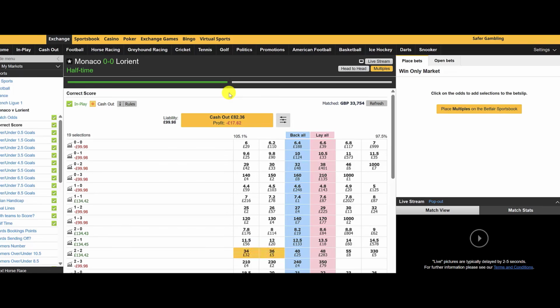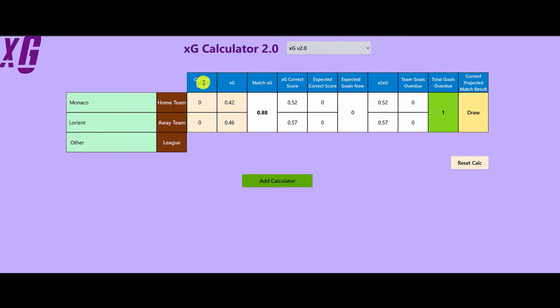So it's half time. It's Monaco 0, Lorient 0, and that's quite interesting. You would have thought we'd have at least one goal in this one so far. But anyway, we've still got all our target scores alive because it is still 0-0. Anyway, let's take a look at the data. And looking at the XG on this one, we're overdue a goal. We're just not quite sure who it would be to.